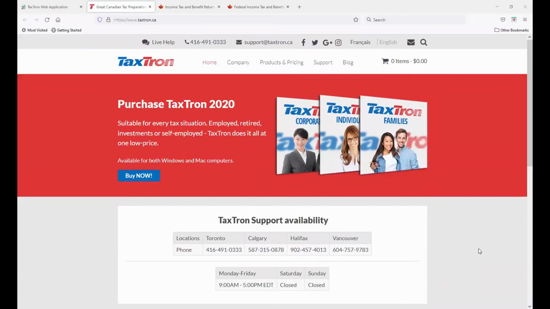Did you make any home renovation to make your home more accessible to you? How you will use TaxTron Web to claim home accessibility tax credit.